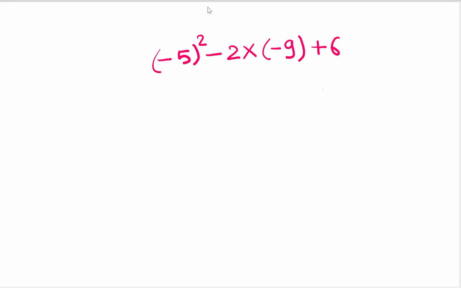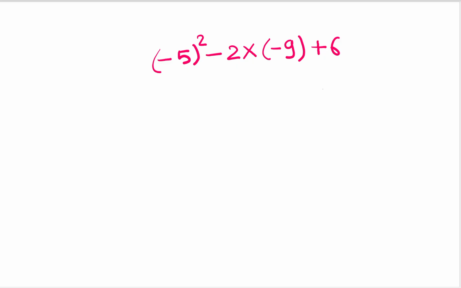Given example: order of operation. Minus 5 bracket square, minus 2 multiply bracket minus 9 bracket complete, plus 6. So how much is the answer? Is this the correct method in order of operation? Many people use the wrong method in this example.